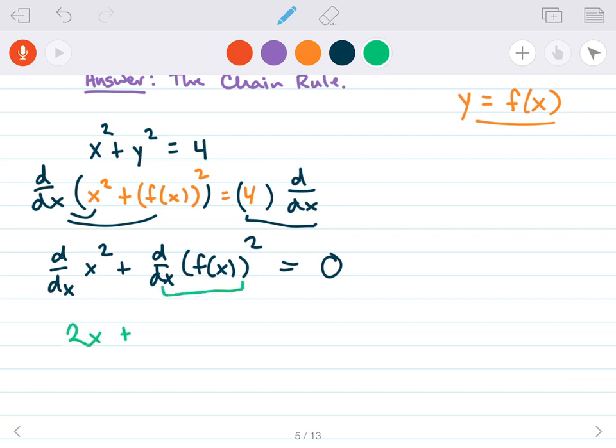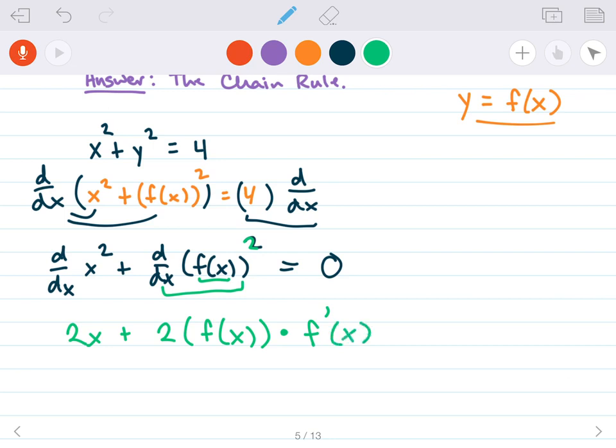But what happens here? Well, I have to use the chain rule because I have an inner function and an outer function. My outer function is x squared, my inner function is f of x. And so using the chain rule, what I end up getting is 2 f of x to the first times the derivative of the inside, which is f prime of x.